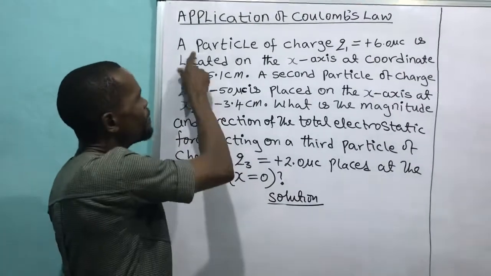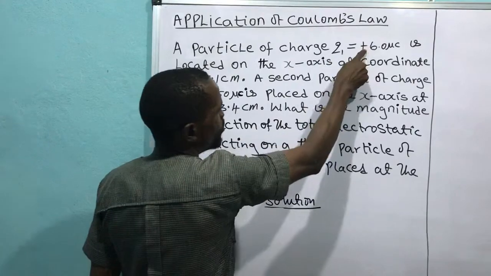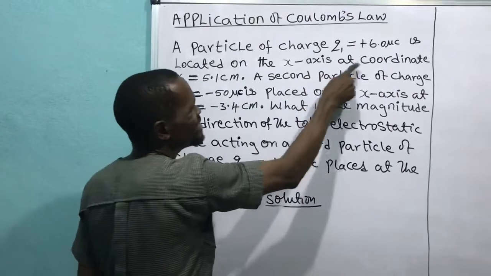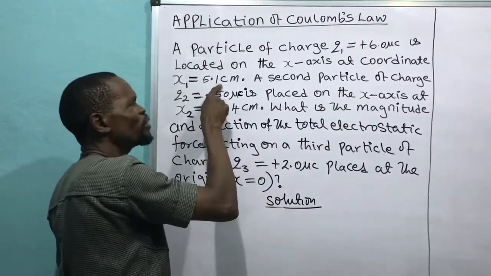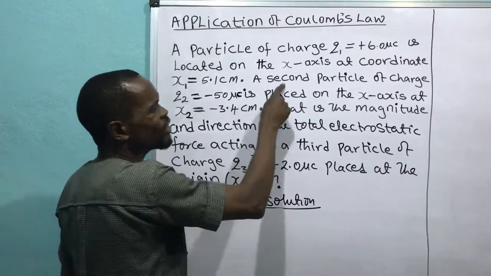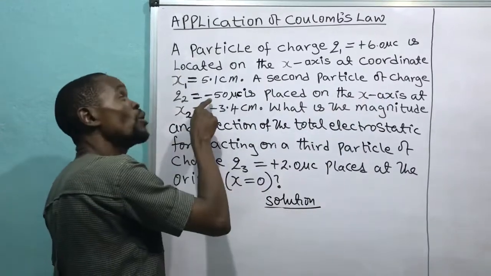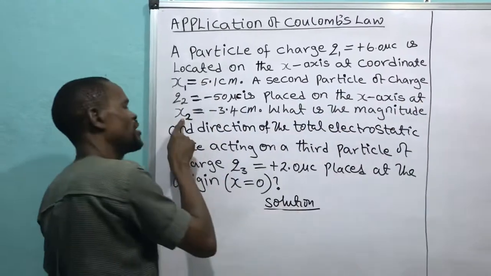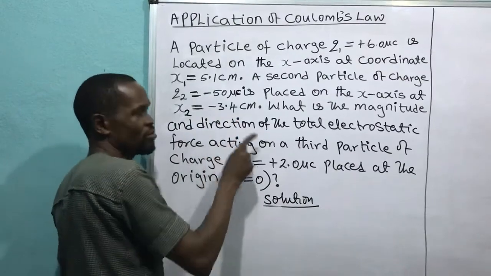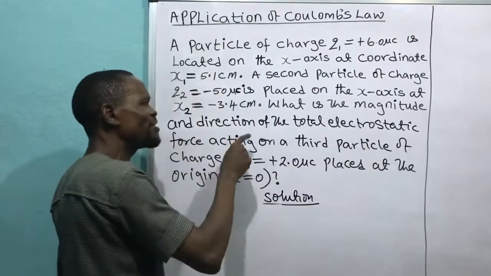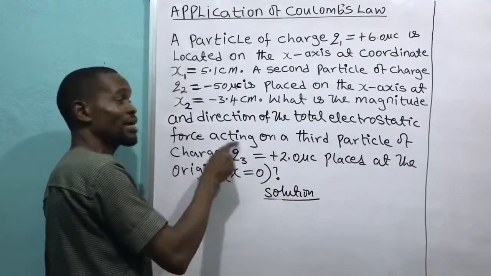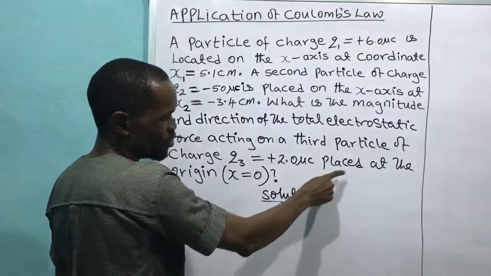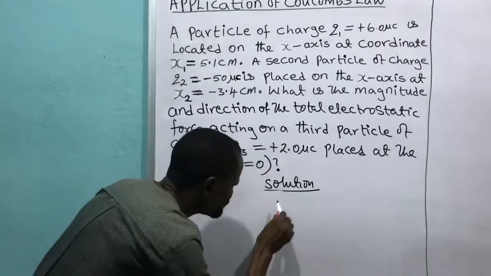I'm repeating. A particle of charge Q1, plus 6.0 microcoulomb, is located on the x-axis at coordinate x1 equals 5.1 cm. A second particle of charge Q2, minus 50 microcoulomb, is placed on the same x-axis at x equals minus 3.4 cm. What is the magnitude and direction of the total electrostatic force acting on the third particle, charge Q3, which is 2.0 microcoulomb, placed at the origin? Look at it.